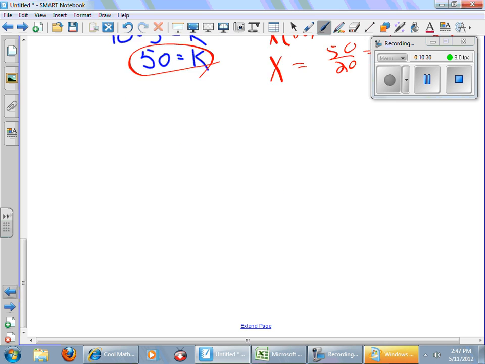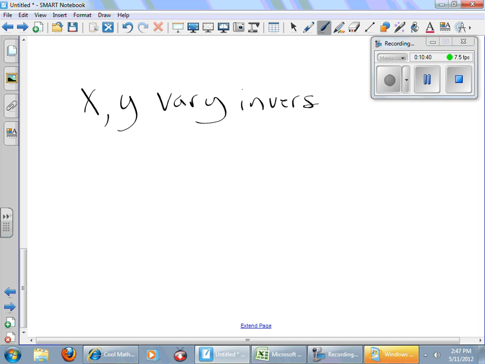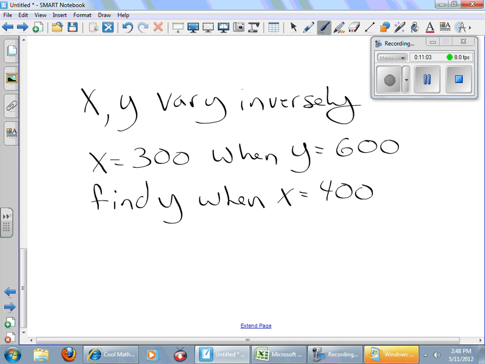All right, let's try one more, and then we'll call it for the weekend. So we know that x and y vary inversely, and I know that x equals, I don't know, 300 when y equals 600. Okay, I'm going to find y when x equals 400. And this one you might not be able to do in your head as well.